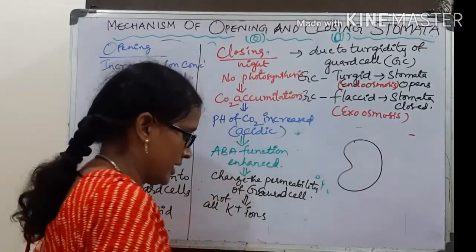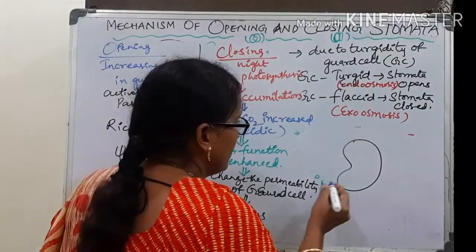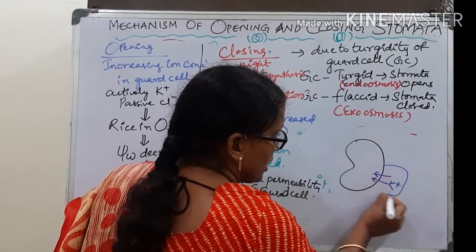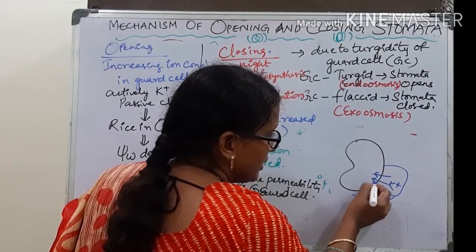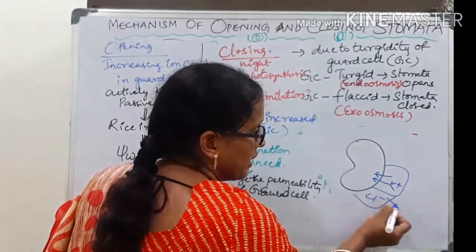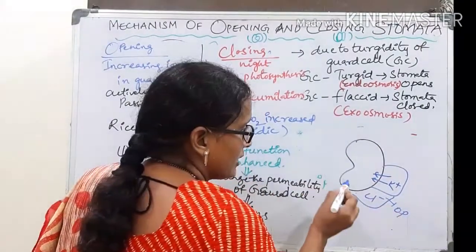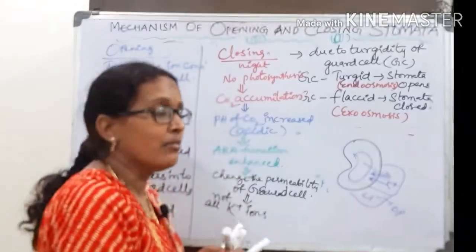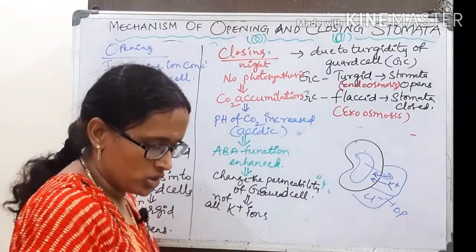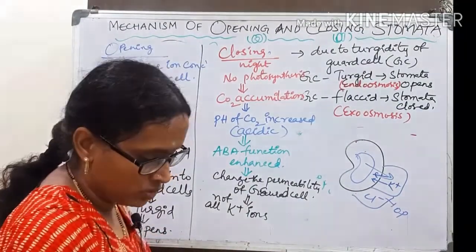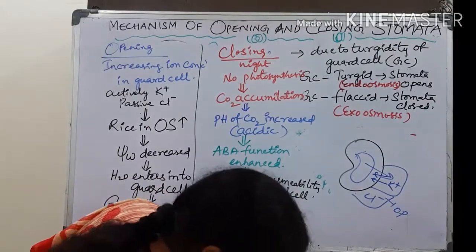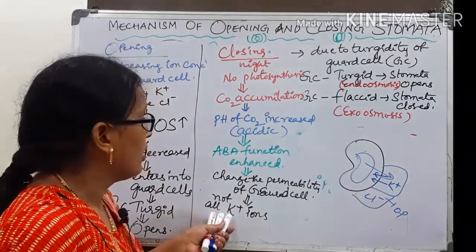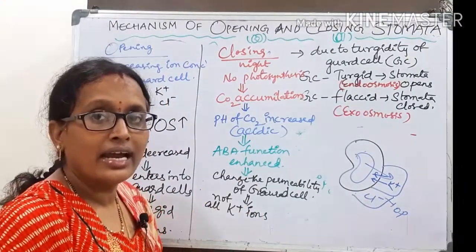So during the night, carbon dioxide is accumulated, so it changes the permeability. Now K plus ions are not coming outside, so they are in the subsidiary cells. Ultimately, when they are in the subsidiary cells, the OP is increased in the subsidiary cells. Ultimately, whatever water is there in the guard cells, it will come outside. So water will come outside.